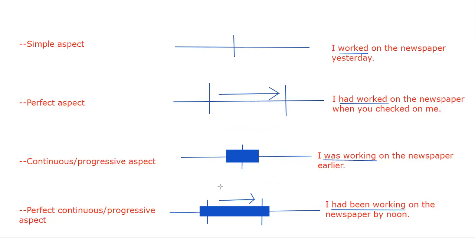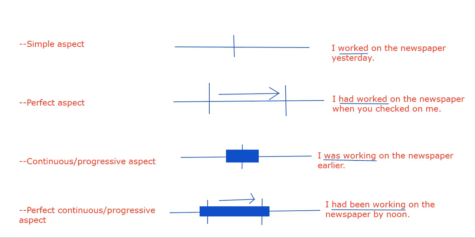And this one is like, I had been working on the newspaper by noon. So you started working on it in the past, and then that led up to another point in the past, which is noon in this instance. So you have one point in the past here, another point in the past here, which in this case would be noon. But it's an ongoing process. It's a lengthy process. It was implied to be a lengthy process. And it may still keep going.